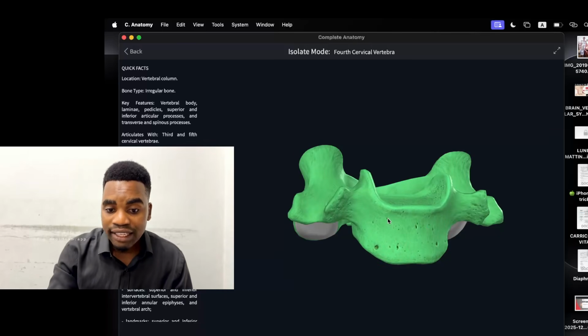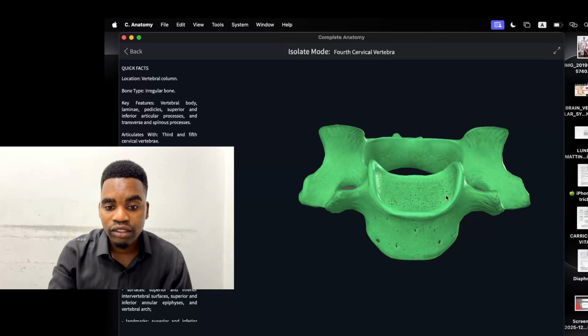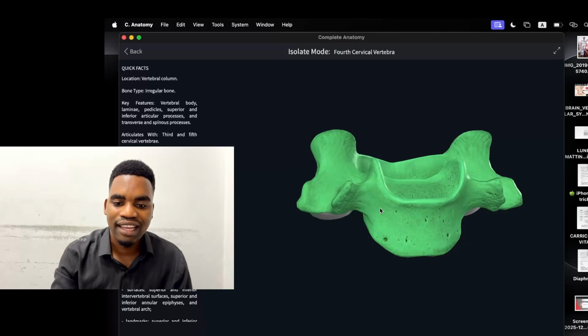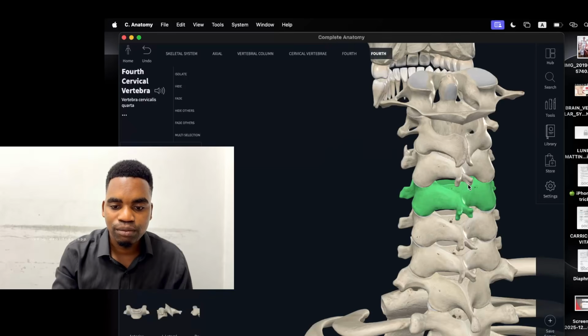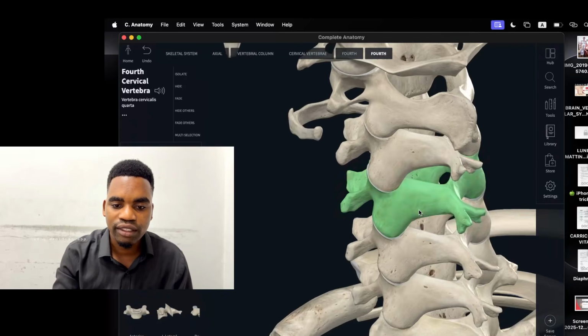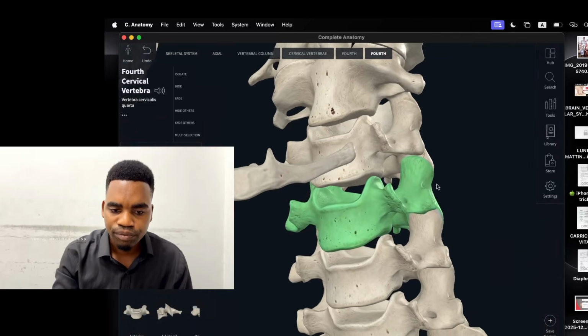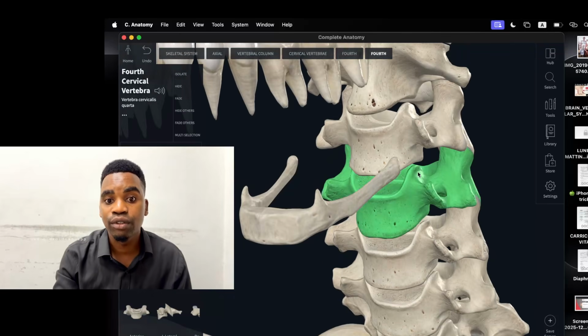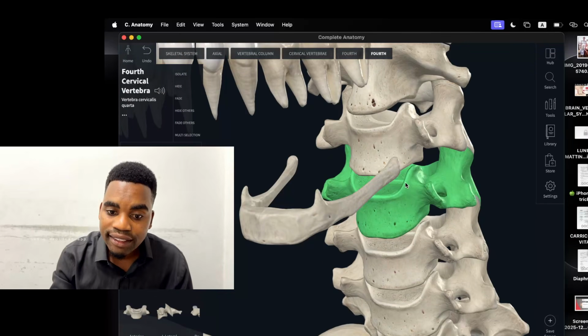Again, on the lateral part of the body, we have two projections, two bony prominences, which we call uncinate processes. It's very, very important, this bony projection on either side. When you take a look from this position, you will see these bony prominences, which are called uncinate processes.